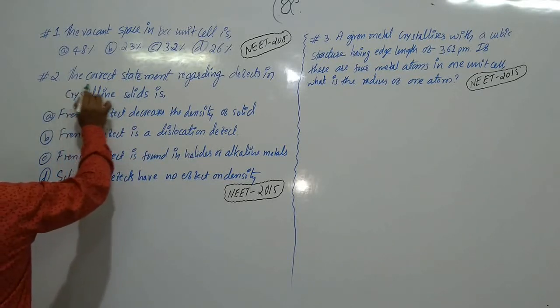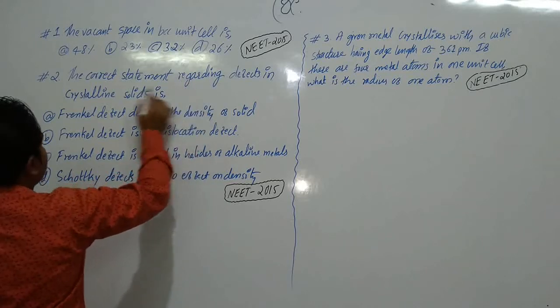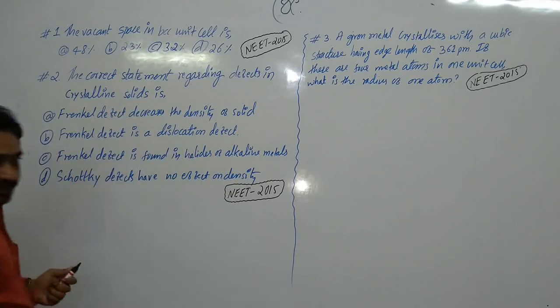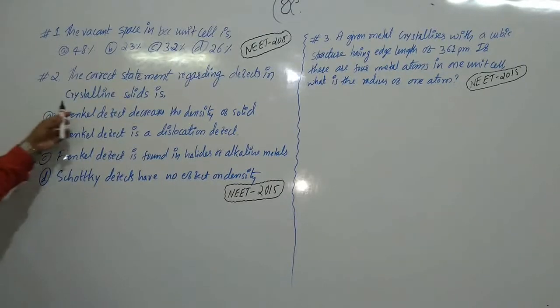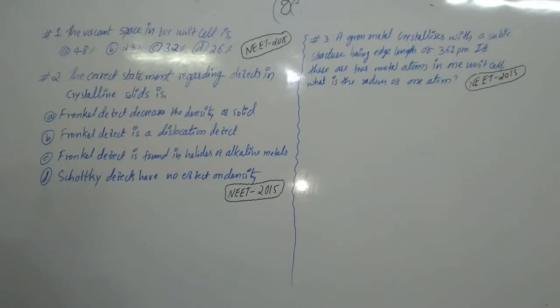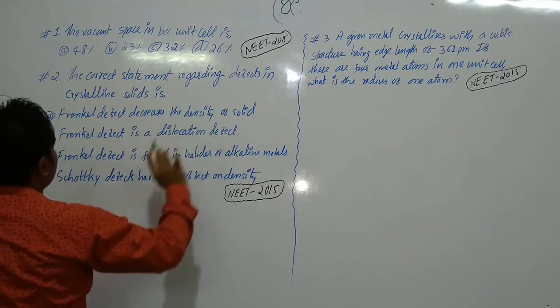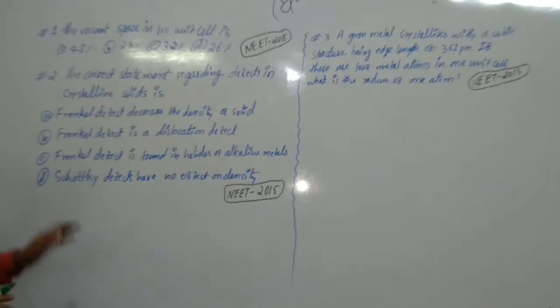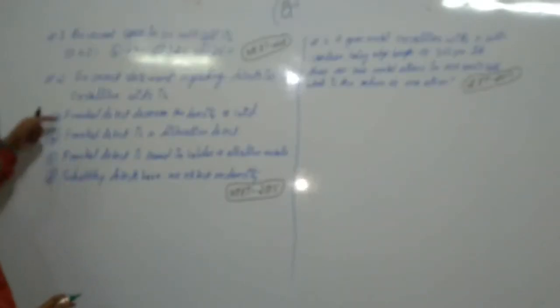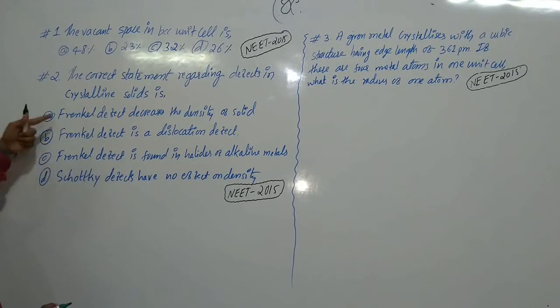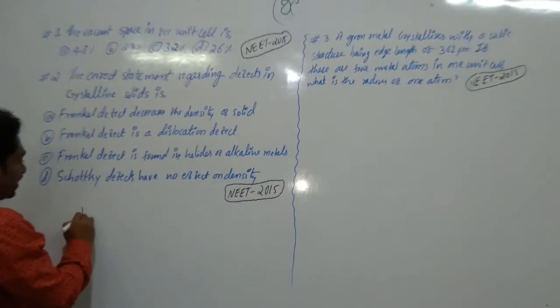Next, the second question. The correct statement regarding defects in a crystalline solid is: option A, Frenkel defect decreases the density of the solid. First, let us learn about Frenkel defect and Schottky defect. Here they have discussed only Schottky and Frenkel defects. So in Frenkel defect, what happens?